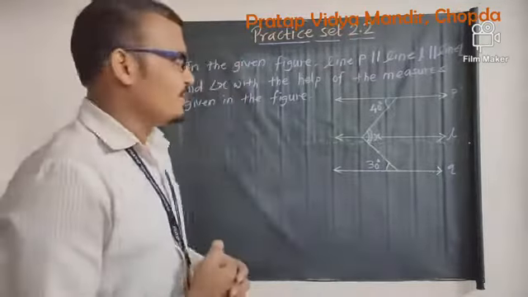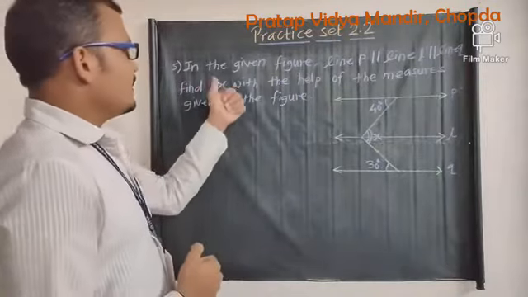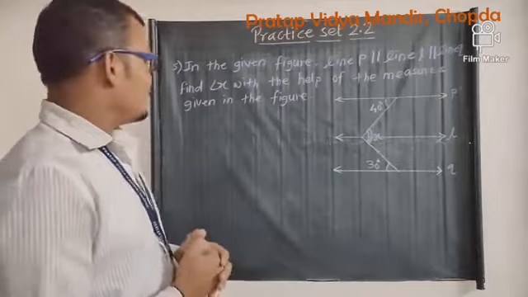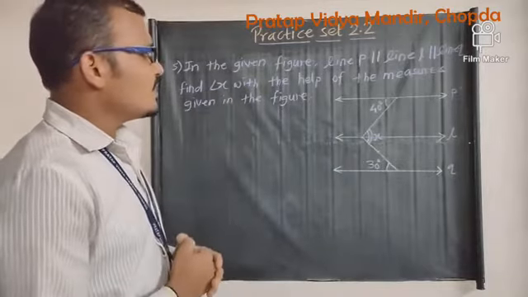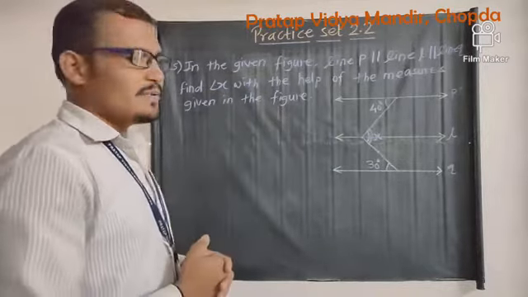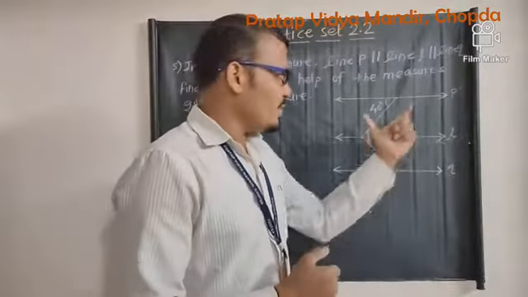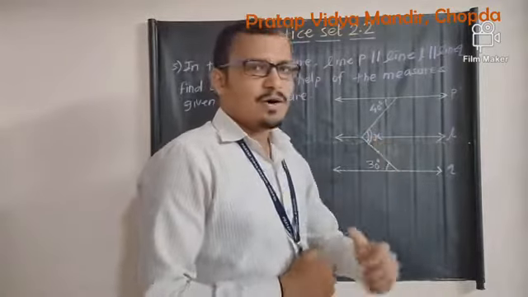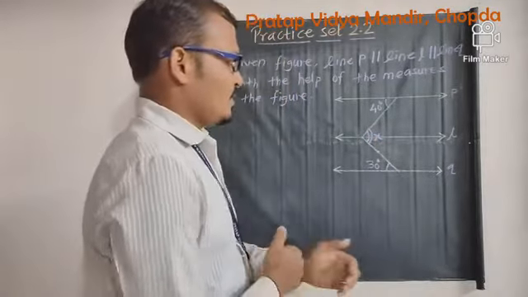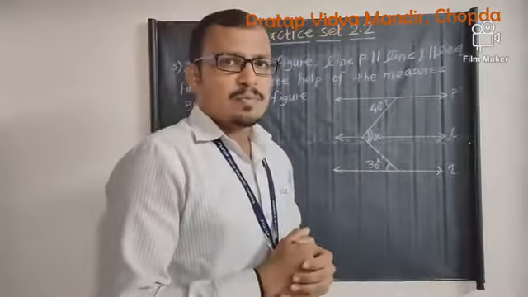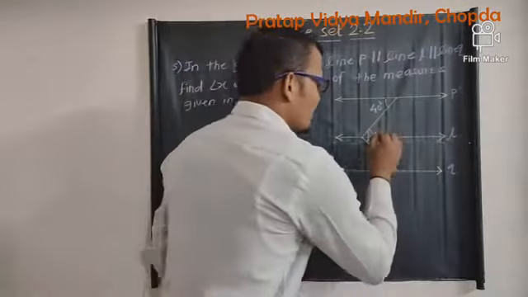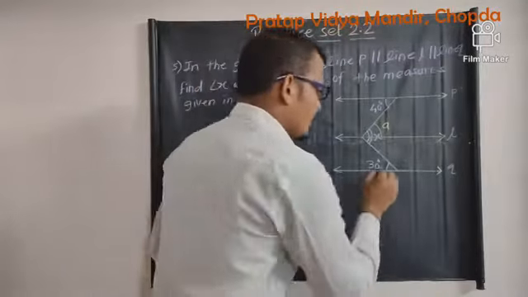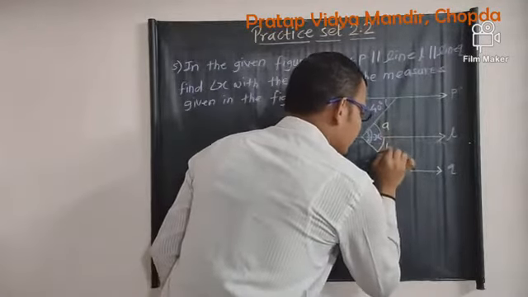Let us come to example number 5. In the given figure, line P parallel line L parallel line Q. Find angle X with the help of the measures given in the figure. Here we have given one figure, and from this figure we have to find the value of X. To find the value of X, we have to suppose this angle A and this angle B.